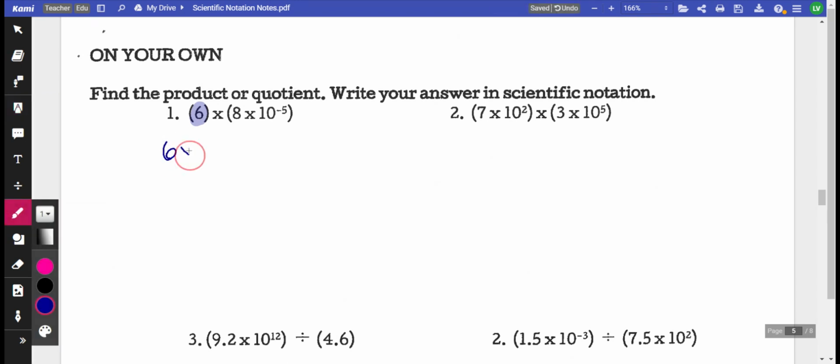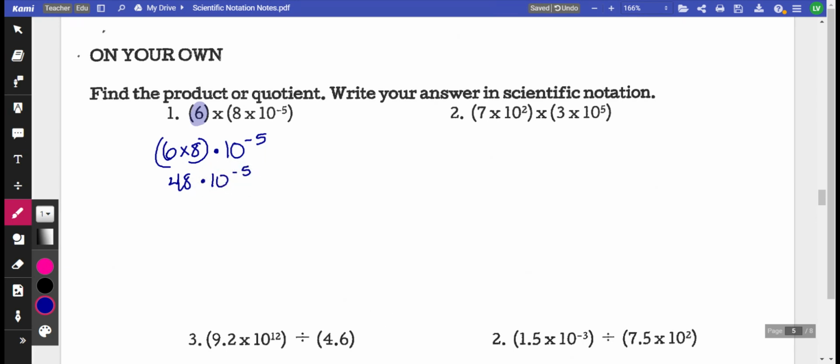So I'm going to take 6 and multiply it by 8. Those are my like terms. Those are both the factors. And sometimes you don't always have a power of 10. I'm going to multiply this by 10 to the negative 5th power. Now I'm going to solve. 6 times 8 is 48 times 10 to the negative 5th.